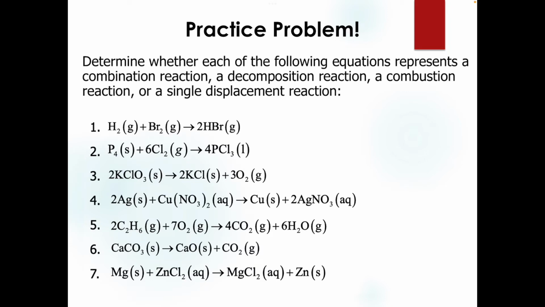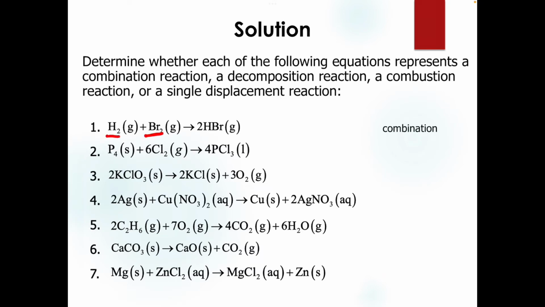Alright, let's go through this. So this first one, we have an element and an element reacting to form a compound. So this first one is a combination reaction. The only thing 2 elements can do is combine together. Let's look at the next one. So again, we have an element, and they're reacting to make a compound. So again, the only reaction that 2 elements can do is a combination reaction.